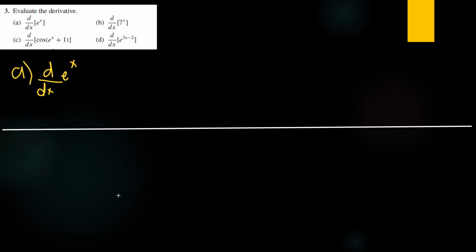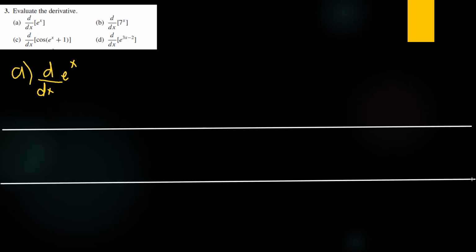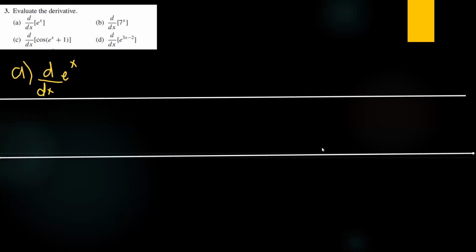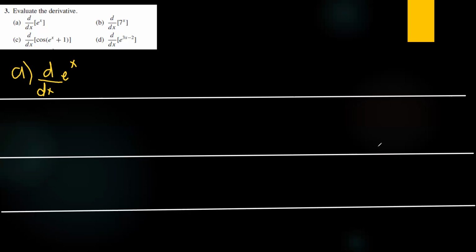A, the derivative of e to the power x. Now, the derivative of e to the power x will be e to the power x, because as I told you, it will stay as it is. Now b, the derivative of 7 to the power x.